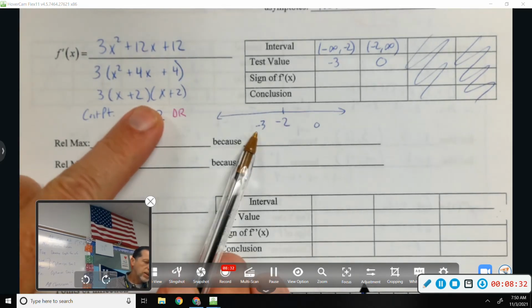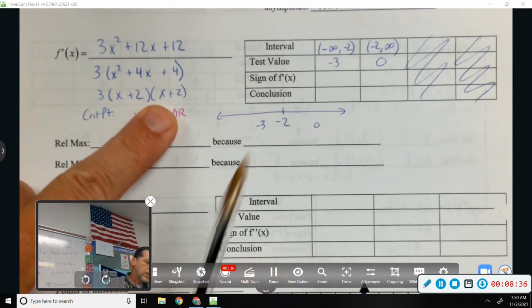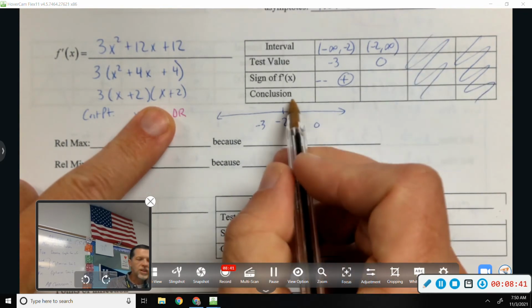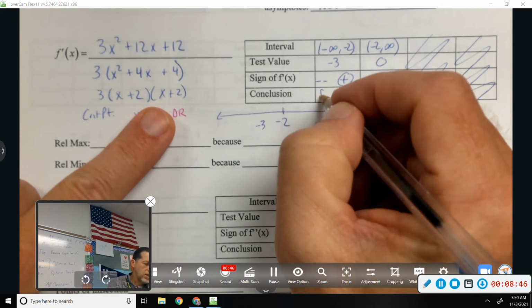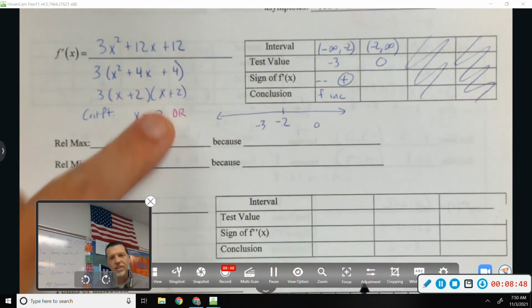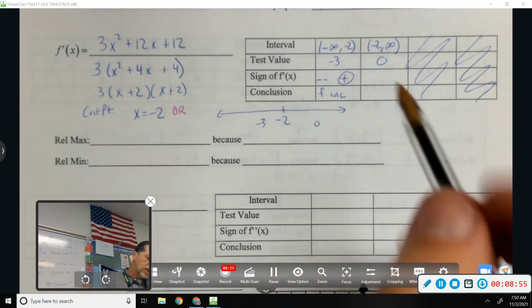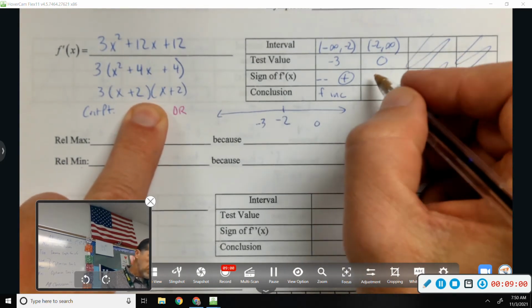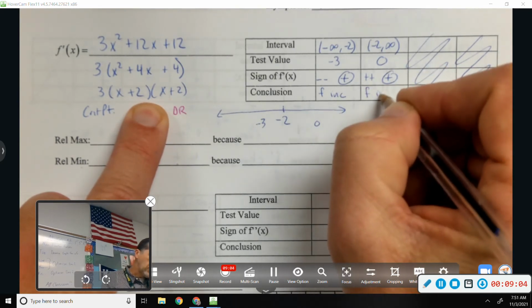F prime, because I want to learn where we're increasing and decreasing. So if I plug in negative 3, I get negative times a negative, which is a positive. And what's that mean? So what does that tell me? Good. F is increasing. I like that you said F is increasing. Don't just say increasing. Because if F prime is increasing, that's something else. F is increasing. I plug in 0, 3 times positive is a positive. So that means the same thing. F is increasing.